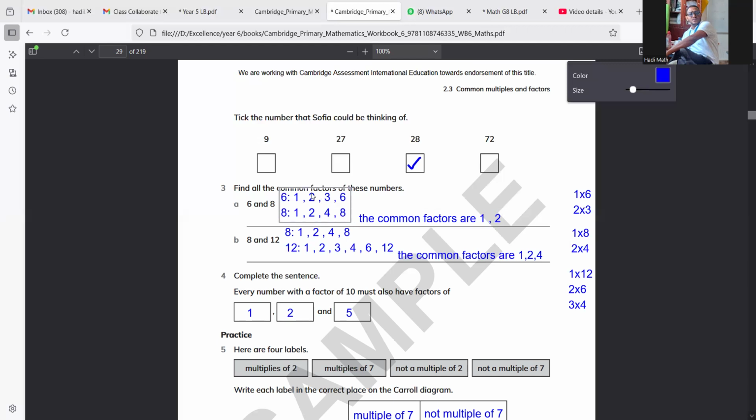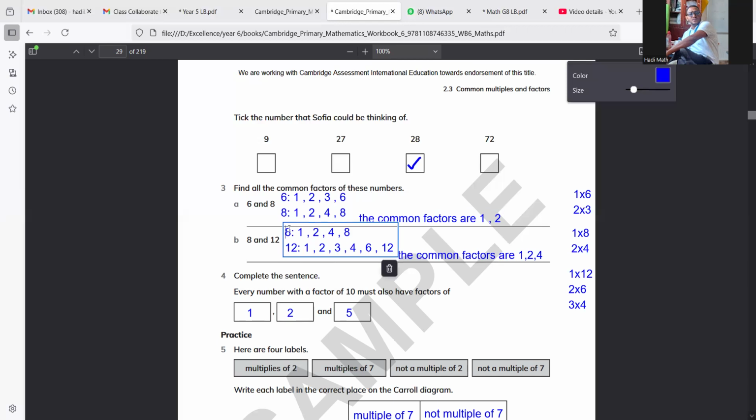Then they ask you to write what? To write all the common factors. Then all the common factors of 8 and 6 are 1 and 2. If you see here, only 1 and 2 are common factors. But the 3, 4, 6, and 8 are not common. When we say common, it means we have it in both of them.